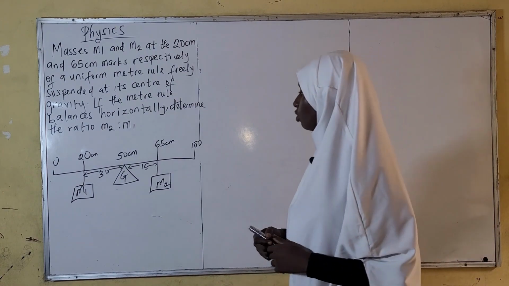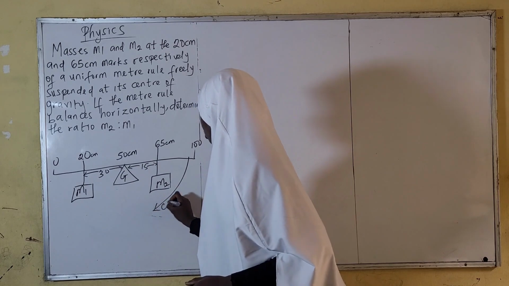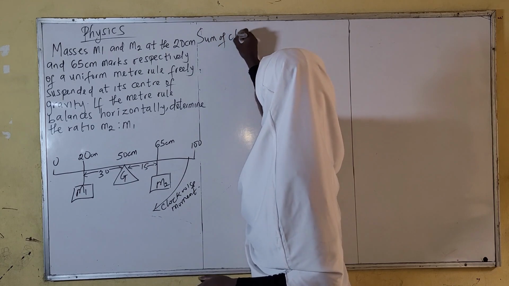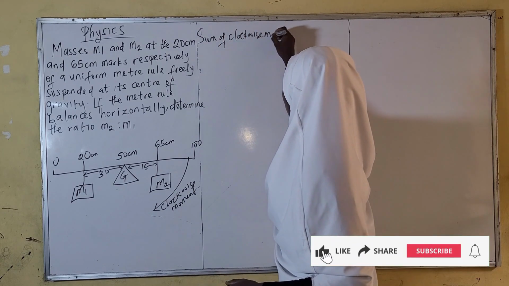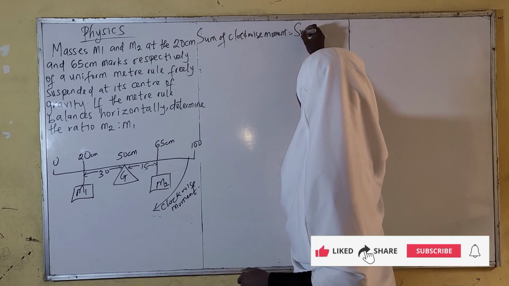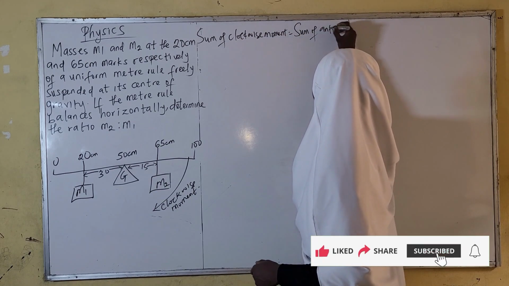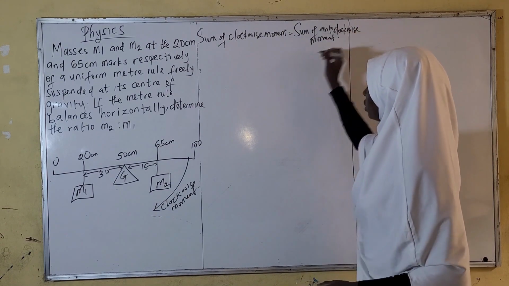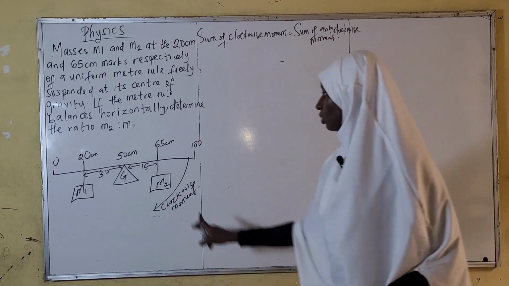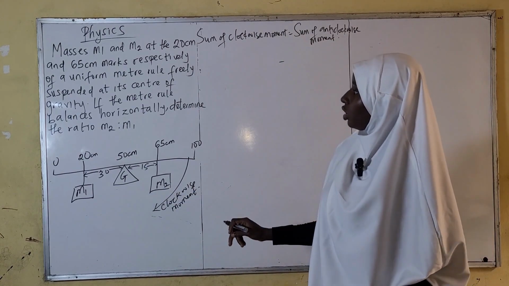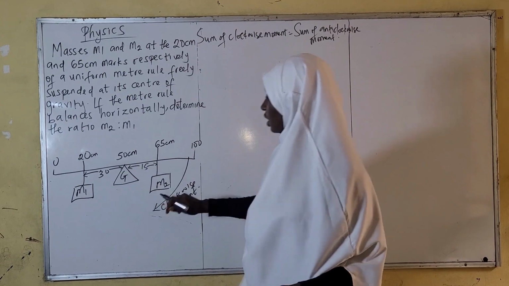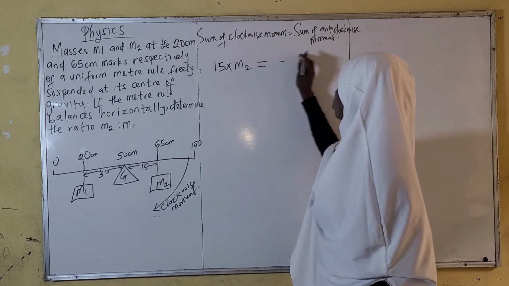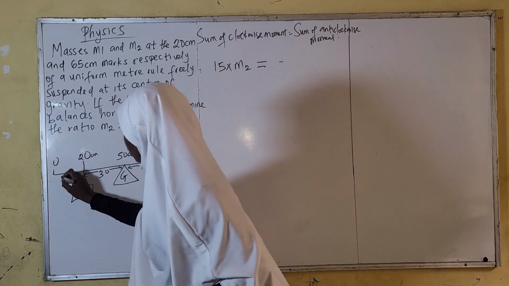So, the clockwise moment here. The formula: sum of clockwise moments is equal to sum of anti-clockwise moments. What is the clockwise moment here? We have M2, they are both unknown, and the distance is 15, so 15 times M2 is equal to the sum of anti-clockwise moments. What is our anti-clockwise moment?